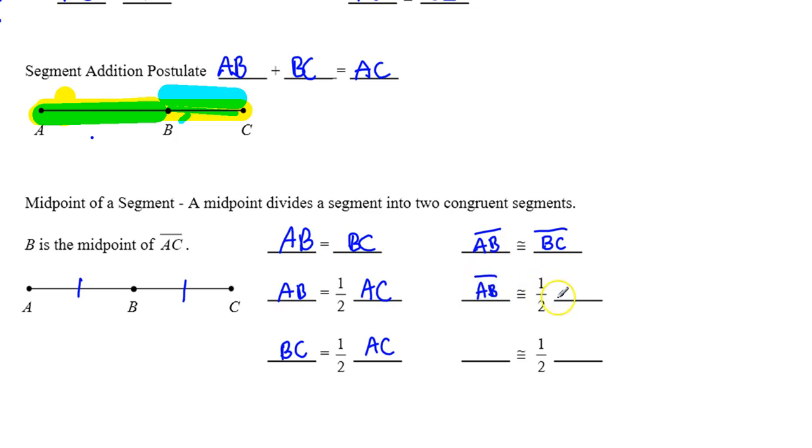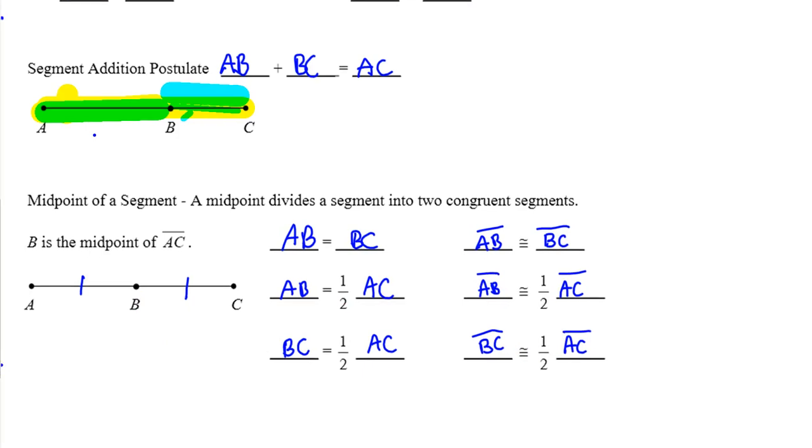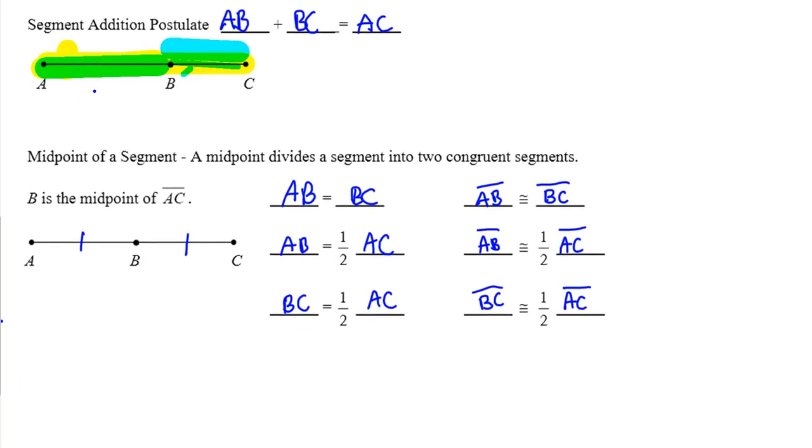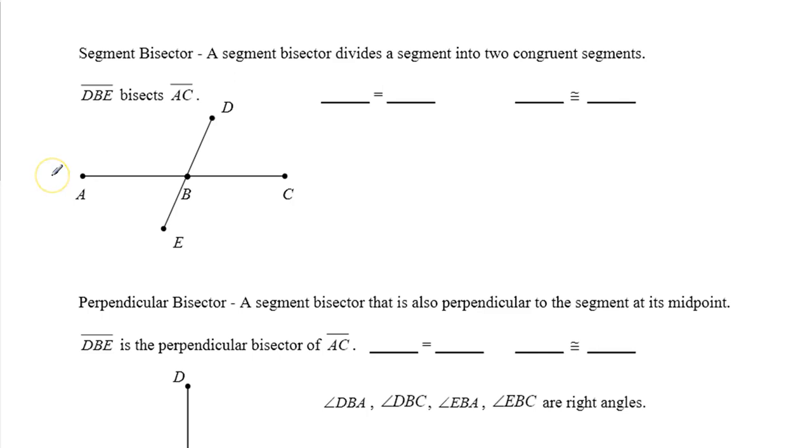Segment AB is half of segment AC, and segment BC is congruent to half of segment AC. And again, with segments, you can switch the letters around. The order is not important with that. Okay, so let's turn the page here.